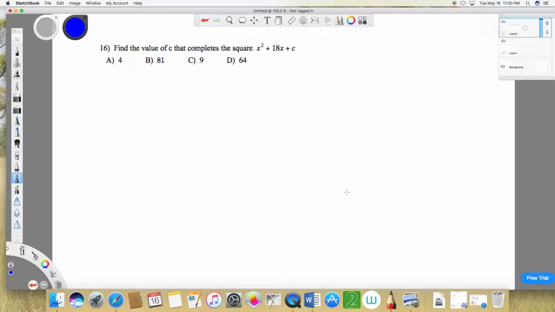All right, so let's take a look at this problem. Here they're asking us to find the value of c that completes the square, and they give us a quadratic expression. Now, I remember in class when we were doing this, you guys did extremely well with this.